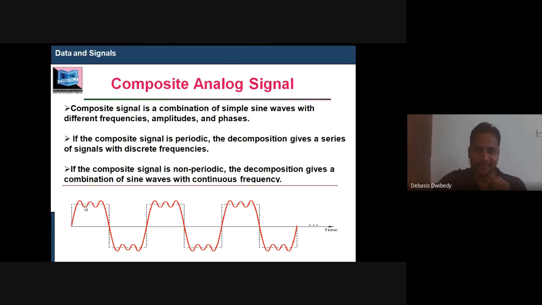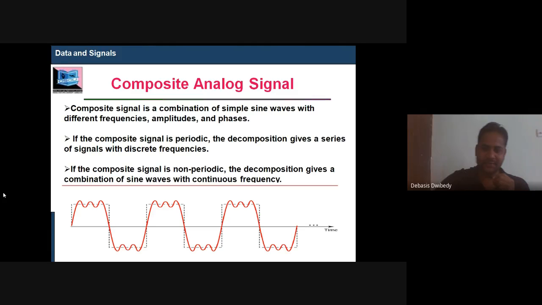The frequency is also different. In one component of this bigger sine wave, you have three small components, 1, 2, 3. So this smaller sine wave has a larger frequency than the bigger sine wave. Okay, so this is an example of a composite signal. A composite signal is nothing but a combination of simple sine waves with different frequencies, amplitudes and phases. If the composite signal is periodic, the decomposition gives a series of signals with discrete frequencies. If the composite signal is non-periodic, the decomposition gives a combination of sine waves with continuous frequencies.